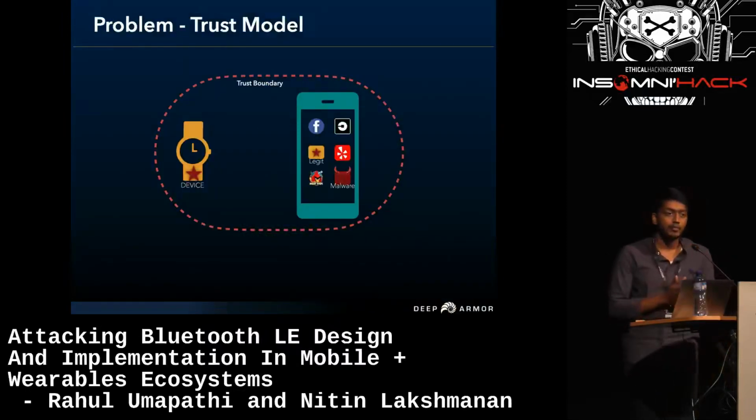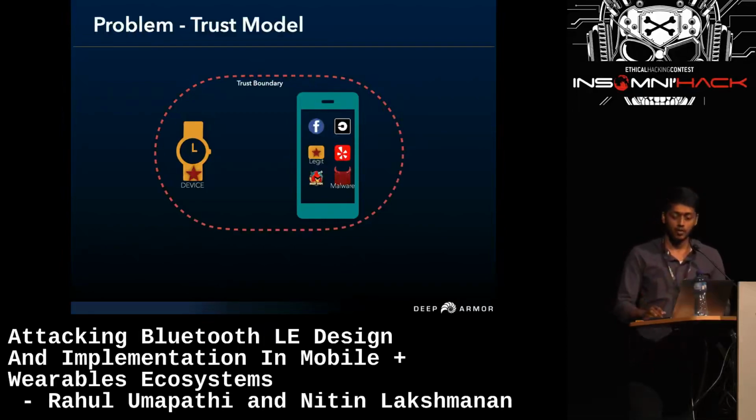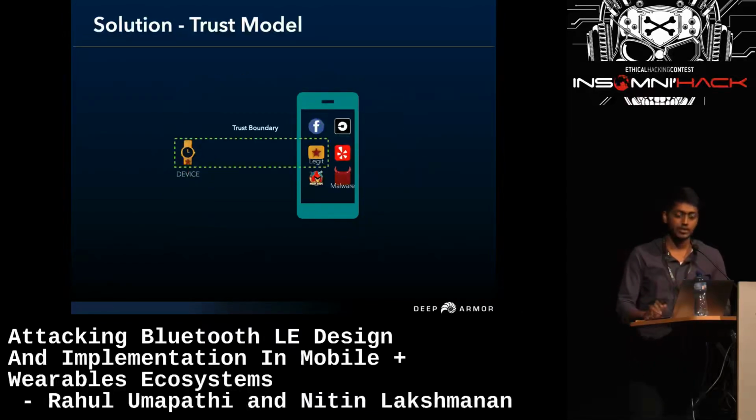So the problem with the trust model was that the device trusted the entire phone. Now the solution is for the legitimate application only to have the encryption and trust established between the device and the legitimate application.